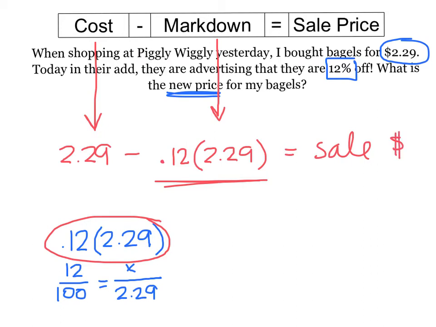So, when we solve, we end up with $2.29 minus 27 cents to get us a grand total sale price of $2.02. So, I can say the new price for my bagels is $2.02.